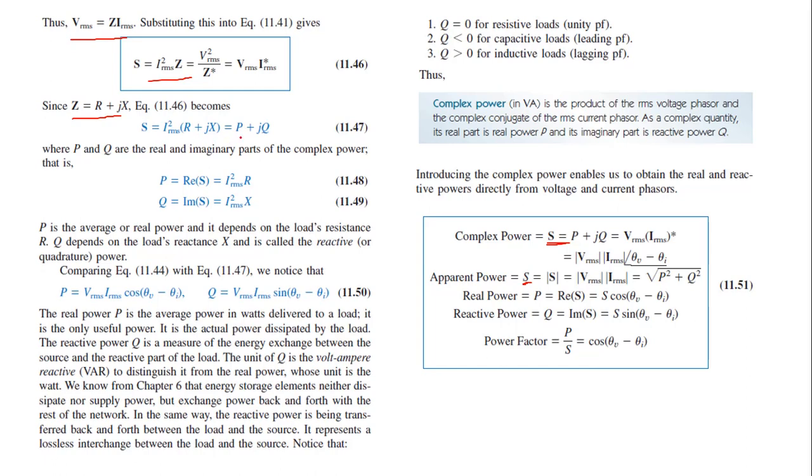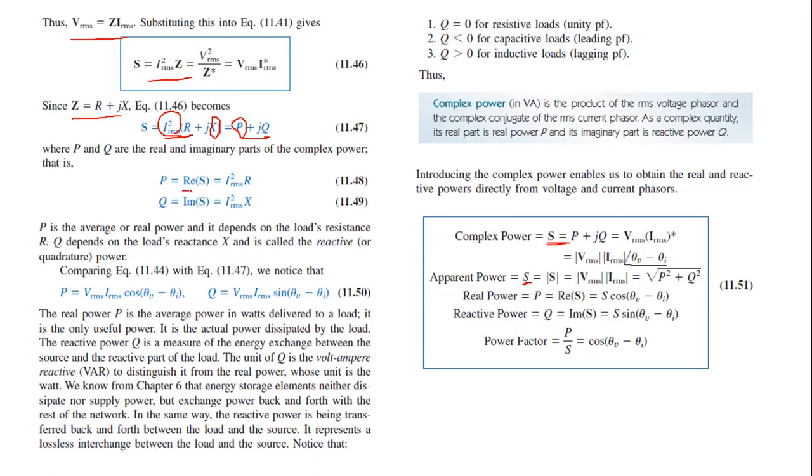So this can be written as another complex quantity with real part P and imaginary part Q. So S is equal to P plus jQ, right? Where P is the real part of S and Q is the imaginary part of S. So that is what is written here.